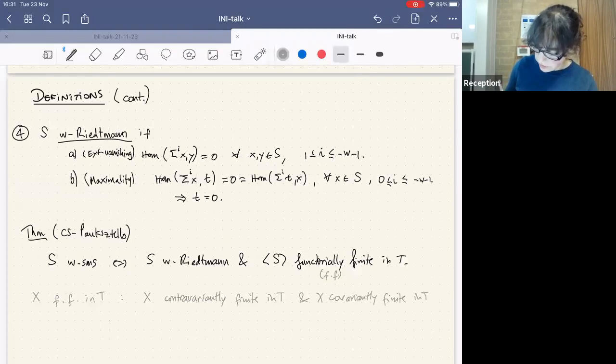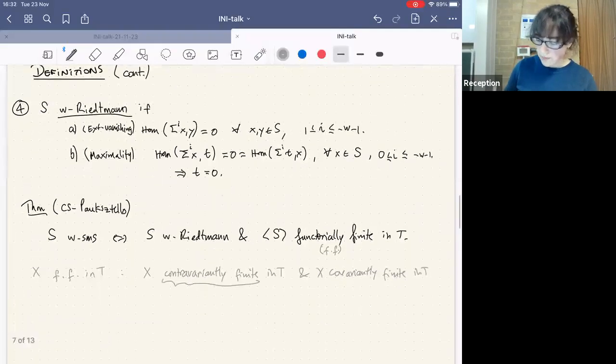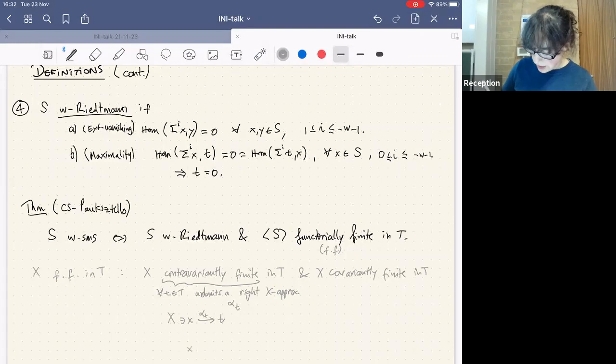So what does this mean? Contravariantly finite means that any object T in the big category admits a right X-approximation. Say alpha from X to T. There is a map from X to T in such a way that any other map from X factors through that. Okay, so this is what a right approximation is. Then you have the dual for left.